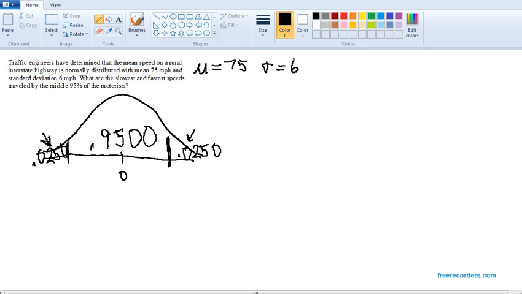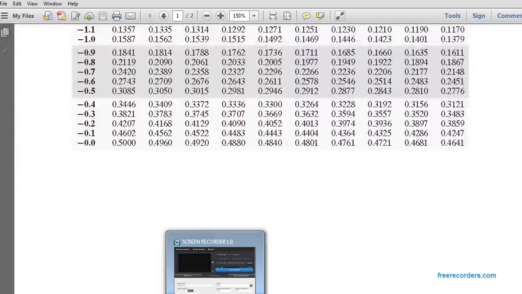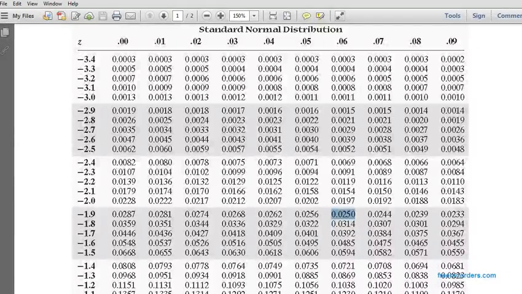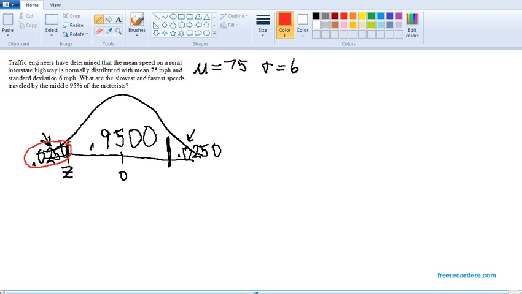Okay, so let's start with the slowest speed. Let's find this z-score right here. We know that to the left we have 0.0250. So we look at the first page of our normal table, the one that has the negative z's, and we look for 0.0250. We will see 0.0250 in the negative 1.9 row and the 0.06 column. So the z-score corresponding to this probability of 0.0250 is negative 1.96.